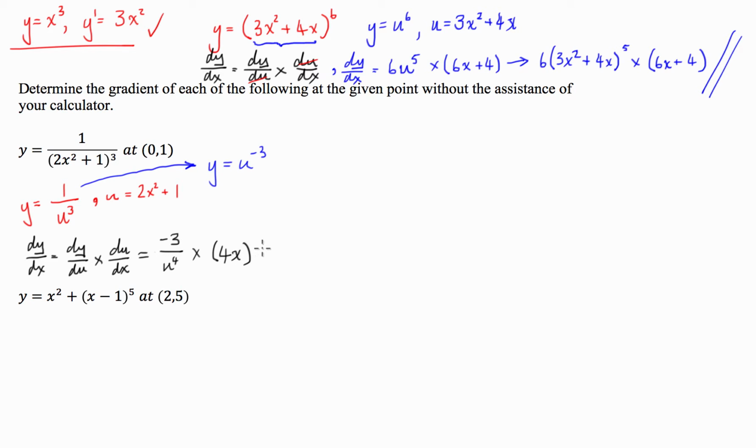Cool. We can then simplify this. I'm going to put the 4x up the top. So 4 times negative 3 is negative 12. I'm then going to substitute back in what u is equal to, 2x squared plus 1.